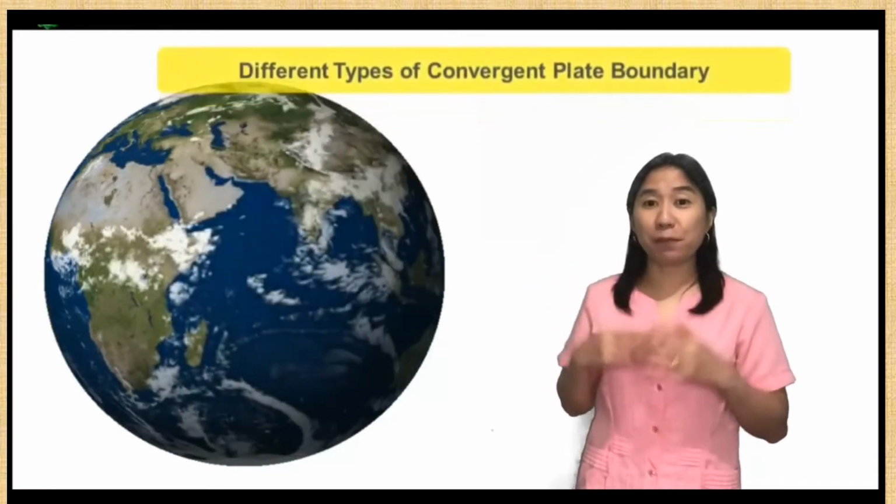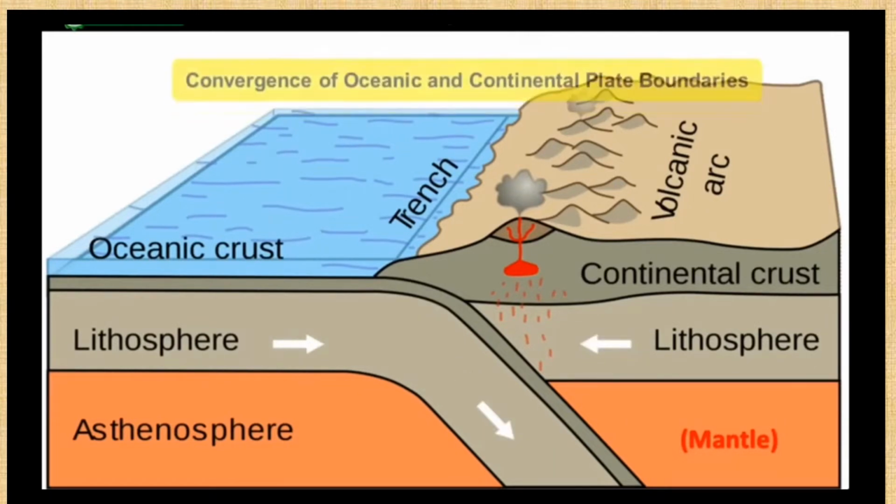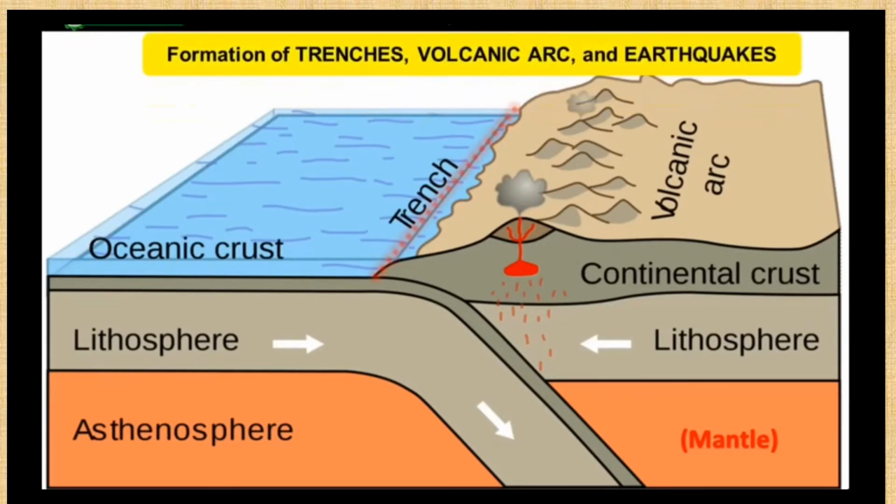Different types of convergent plate boundary. In a convergent plate boundary, the lithospheric plates are moving towards each other, where one leading edge of a plate will be subducted and turned into magma. Just like in the convergence of oceanic to continental crustal plates, that gives rise to the formation of trenches, volcanic arc, and earthquakes.